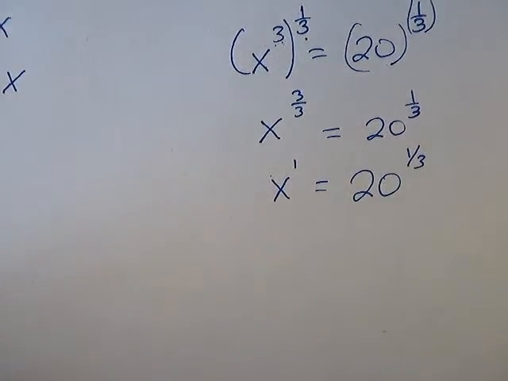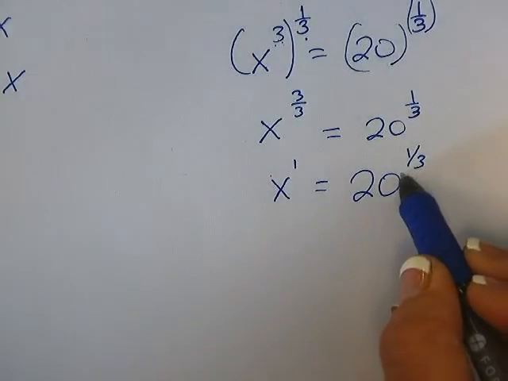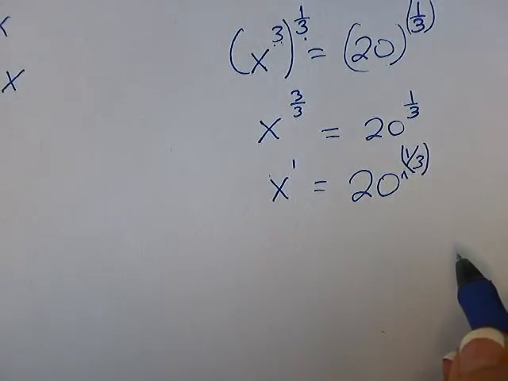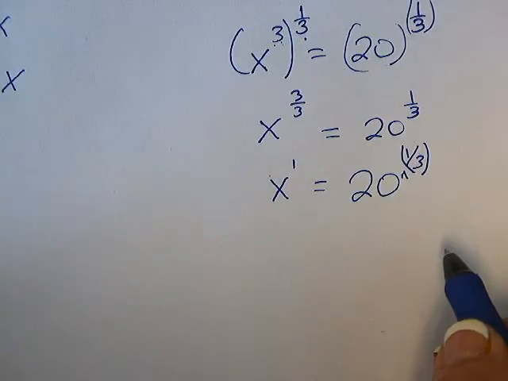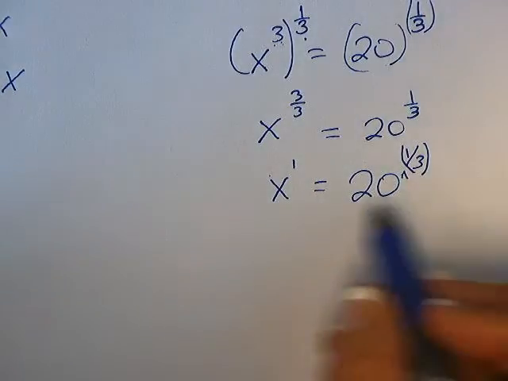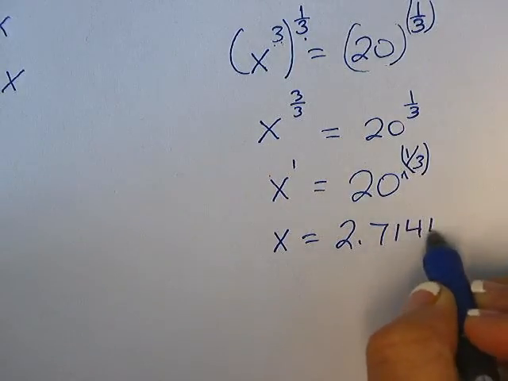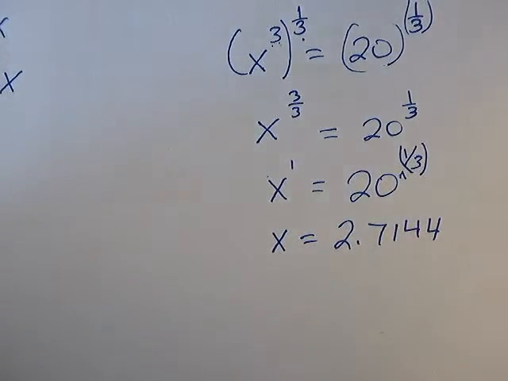Here's where I'm going to have to plug this into my calculator. So I'm going to enter this as 20 raised to the power, so do your little caret, and then parentheses around 1 divided by 3. So 20 raised to the parentheses 1 divided by 3, close parentheses and enter. And I made a mistake, so let's redo that one. And the value I get is 2.7144. We are keeping our 4 decimal places here.